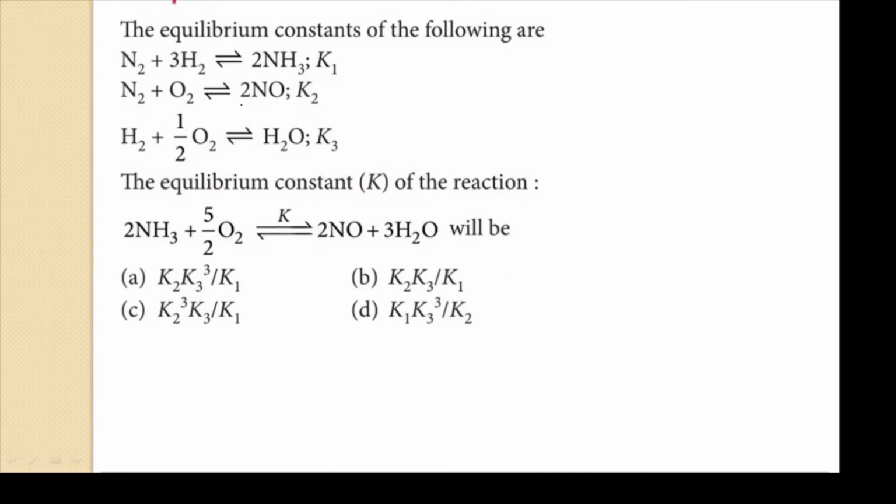Coming to the second question, the equilibrium constant of the following reactions. There are 3 reactions given here, K1, K2, K3, and you have to find out the equilibrium constant for the given reaction. In order to solve this question, see here, first one, ammonia is on the product side, but in case of the given reaction, it will be on the reactant side. So simply reverse the first equation. If you reverse the equation, then the new K will be 1 by K1.